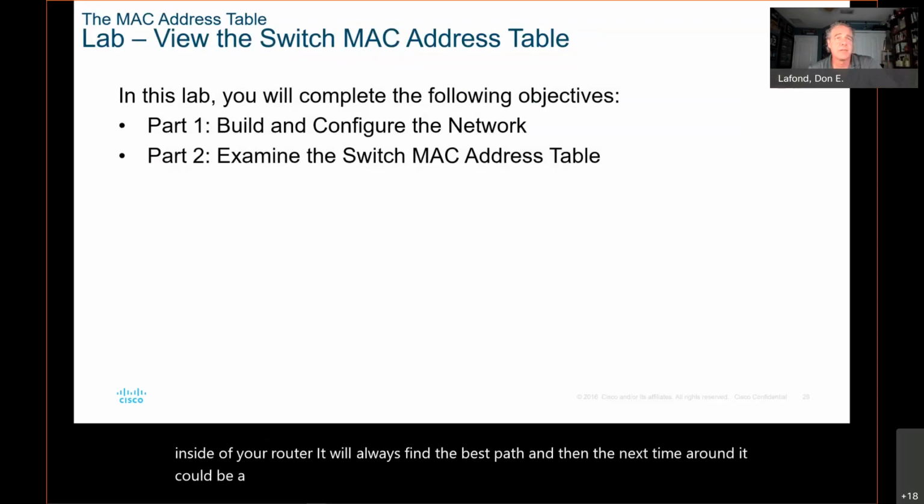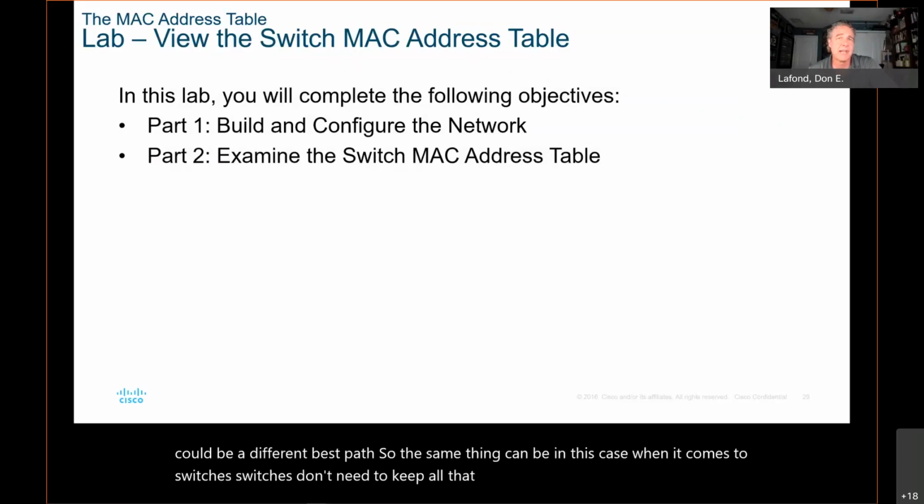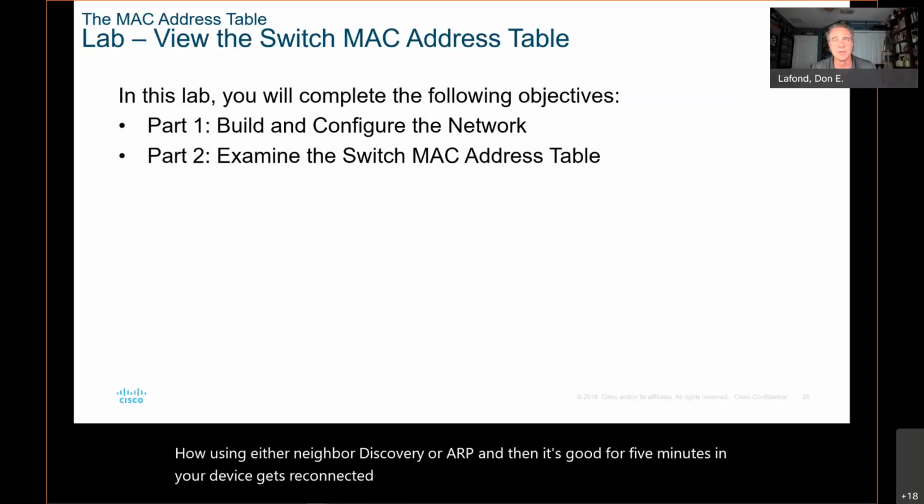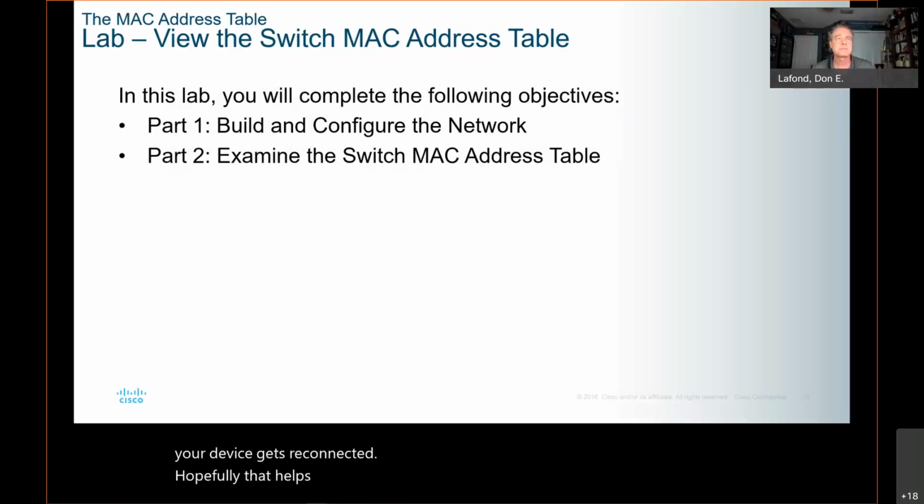The same thing can be said in this case when it comes to switches. Switches don't need to keep all that information because when they need it, they can get it fast enough using either neighbor discovery or ARP, and then it's good for 5 minutes and your device gets reconnected. Hopefully that helps answer the question that was posed.